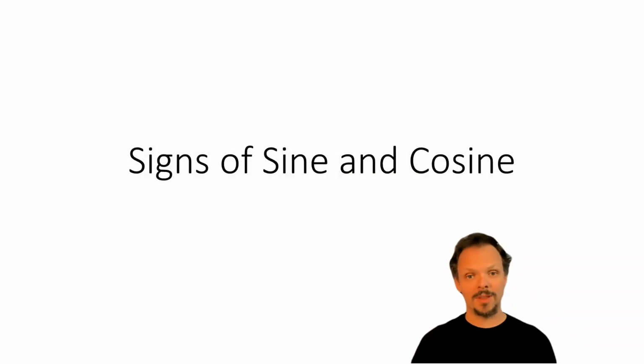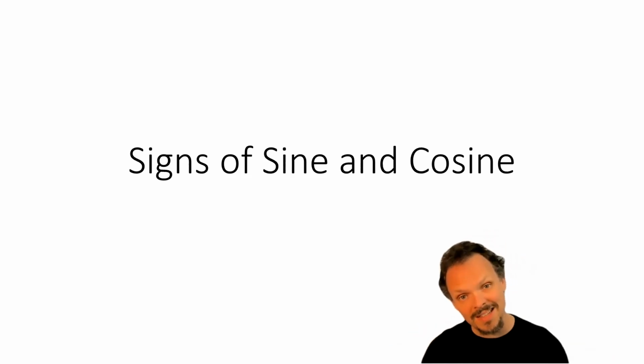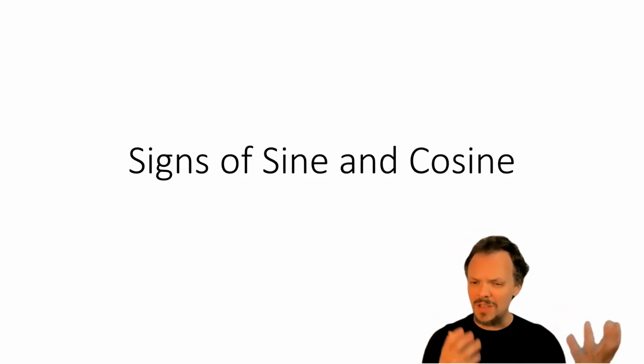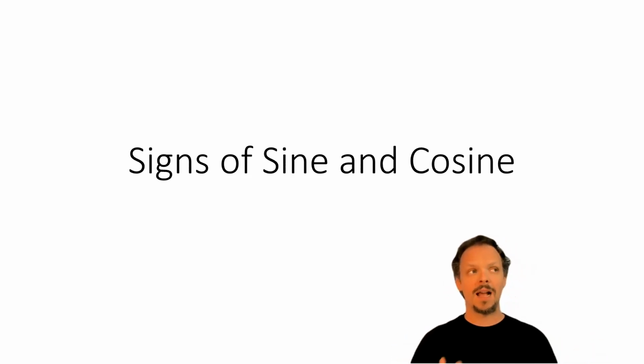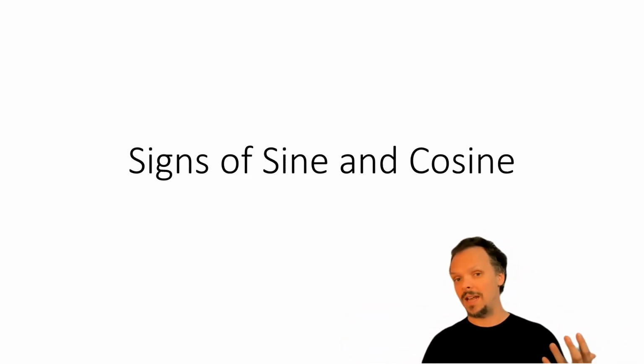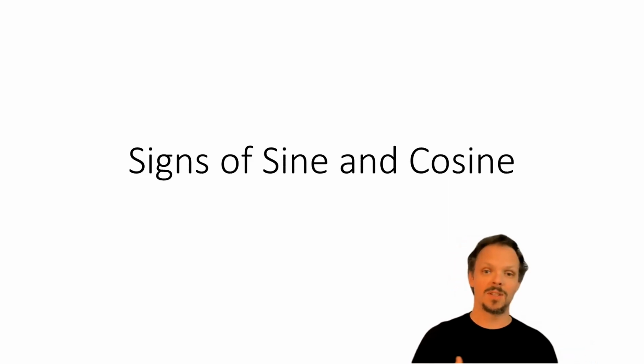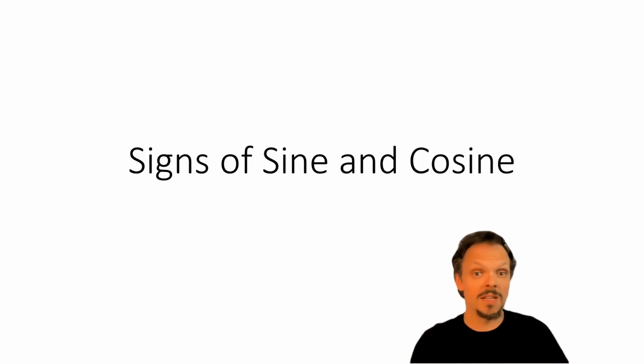Hello, and welcome to this video where we will be discussing the signs, positive, negative, or zero, for the two most important trigonometric functions for this course, sine and cosine. Now, you can put these into your calculator and figure it out as you go, but I personally believe that it's really useful to just have these understood so that you know a given angle will have a sine or a cosine that's positive or negative or zero.